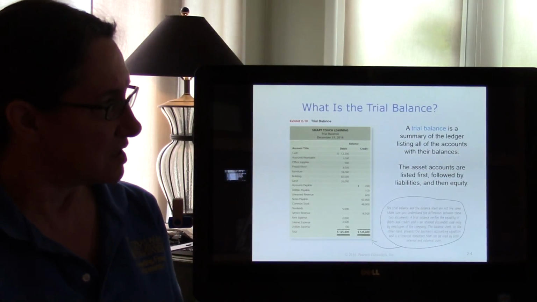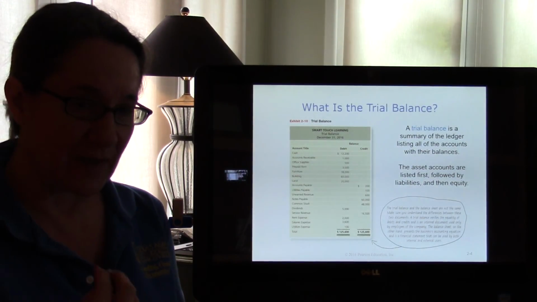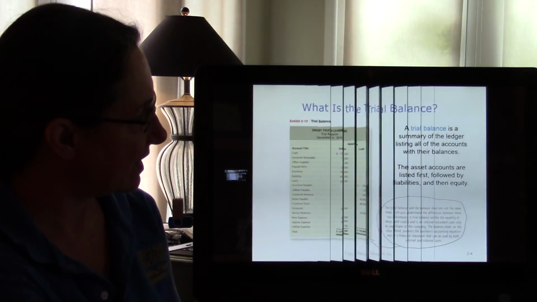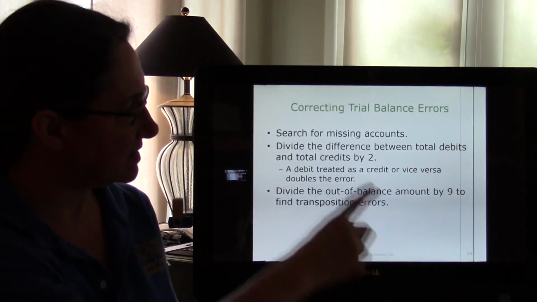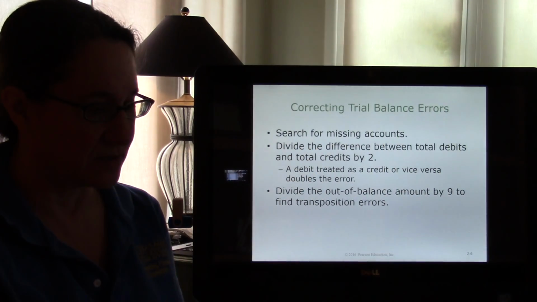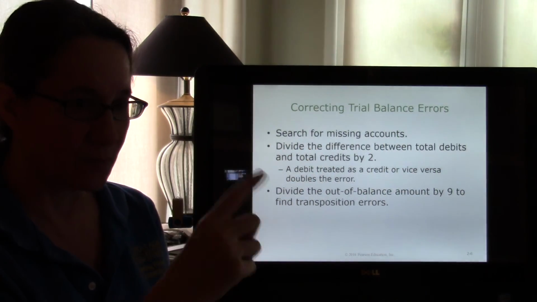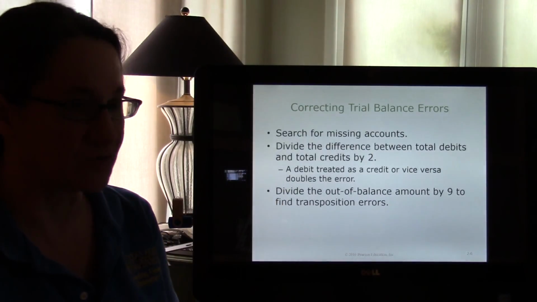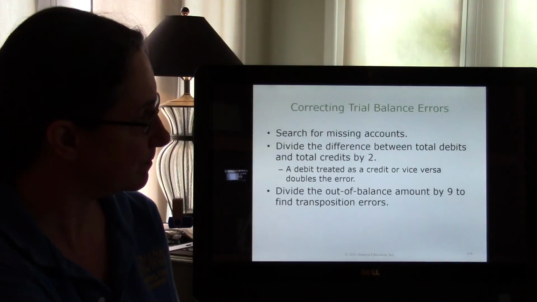So if you don't balance on your trial balance, it's okay, don't freak out. There's little ways to figure that out. One is divided by 2: look for a difference in that amount where you double posted. One is divided by 9: look for transpositions or slides.